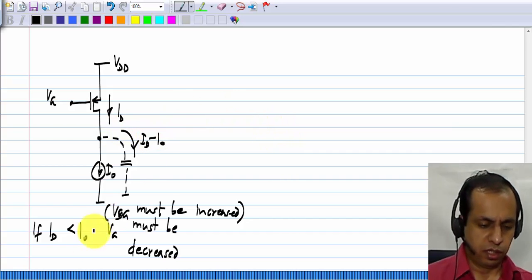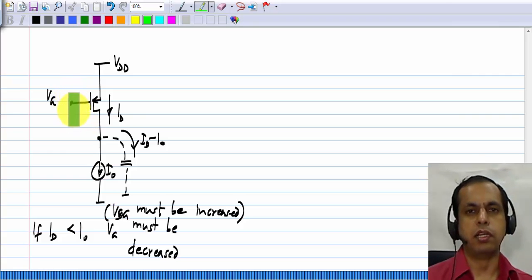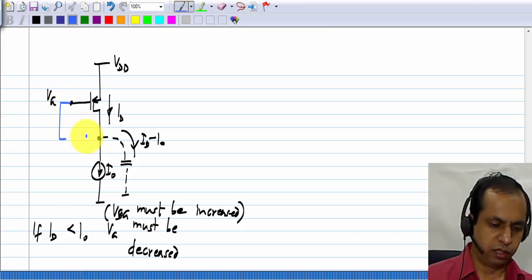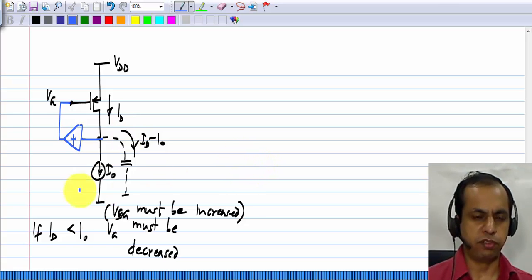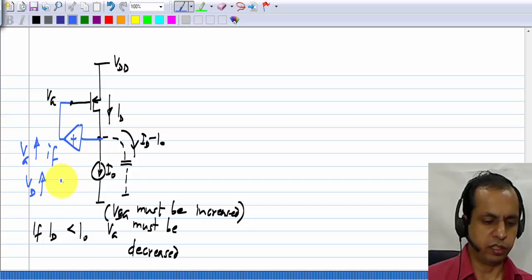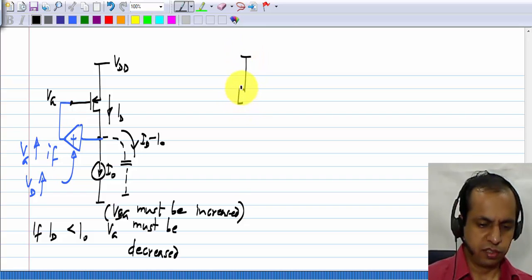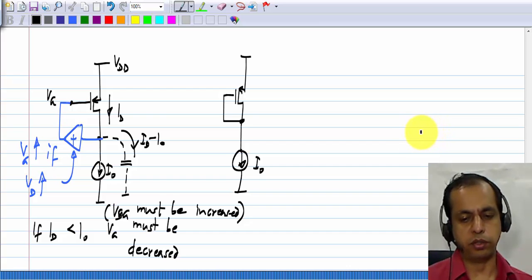And how do I do that? If ID is smaller than I0, what happens is this voltage goes on decreasing. So the variation at the drain is exactly in the same direction as the variation we need at the gate. This is exactly the same as in the NMOS case. So again, just like before, we have to complete the feedback through a positive incremental gain. This means that VG increases if VD increases. That's the role of this positive incremental gain. And the easiest way to do that is by connecting the drain to the gate directly.